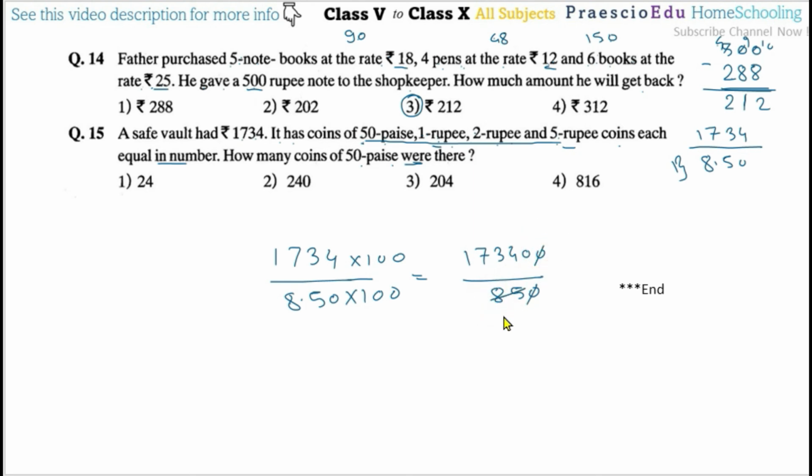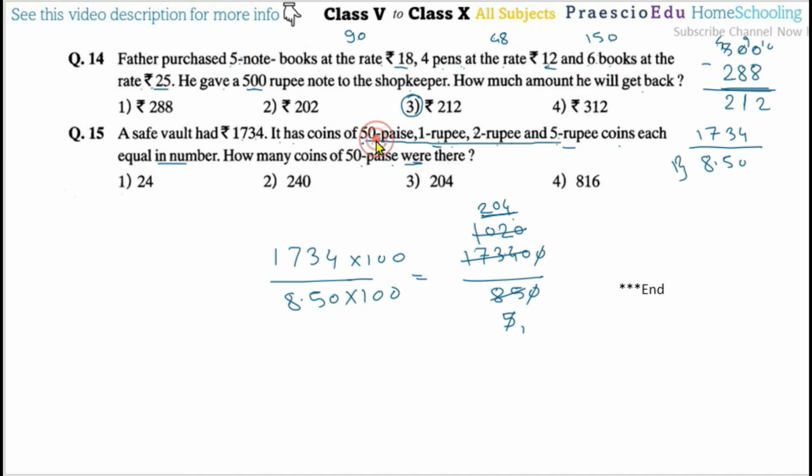Now 17 5s are 85. Now 17 1s are, then 0, then 17 2s are, and then this 0. Now 5 1s are, now 5 2s are, then 0, and then 5 4s are. So it means 204 of each coin are there.